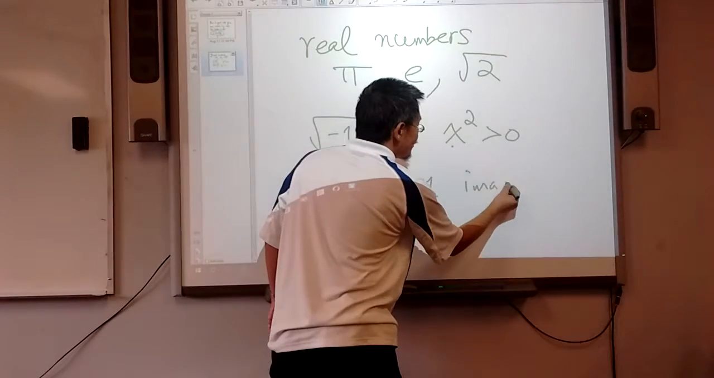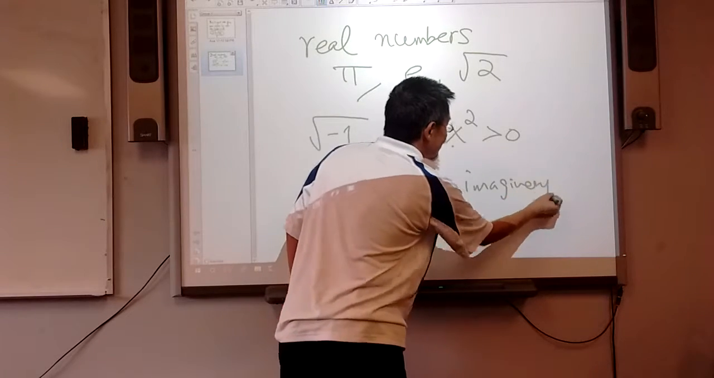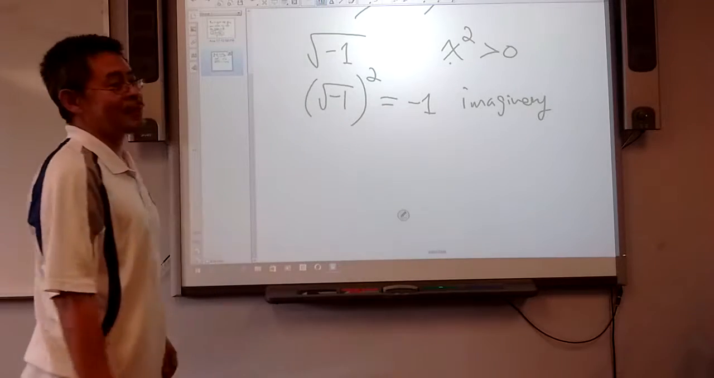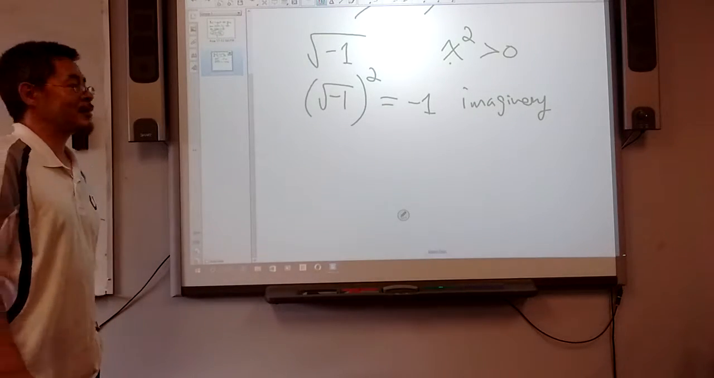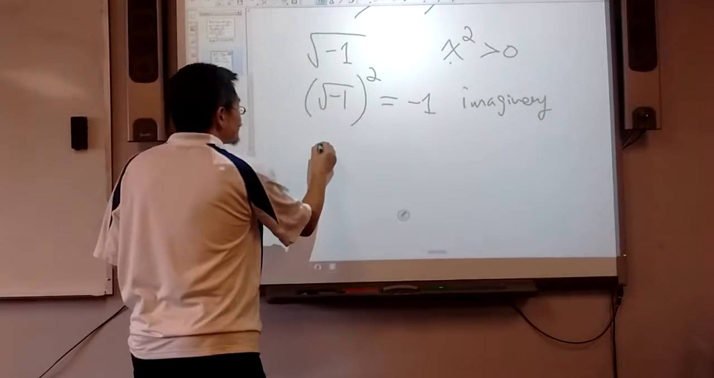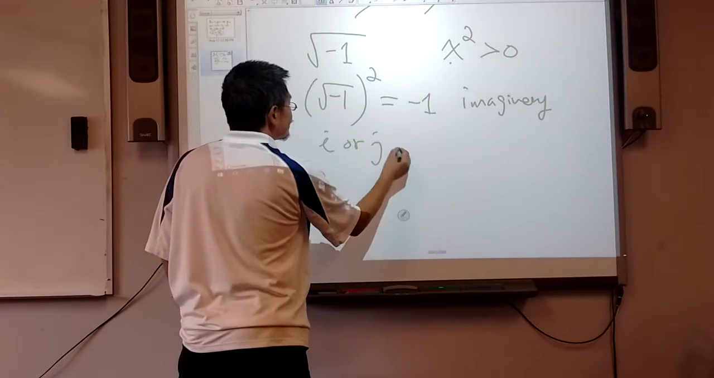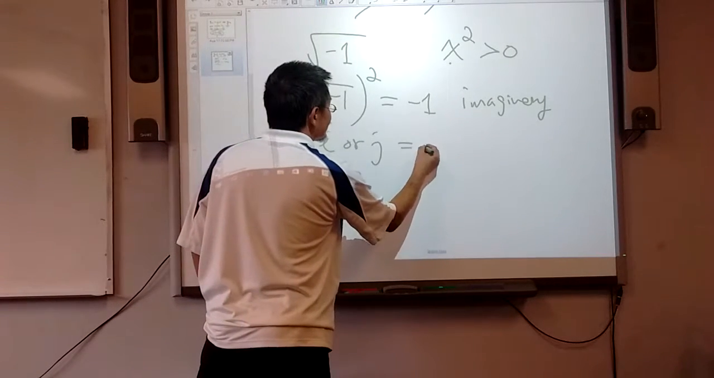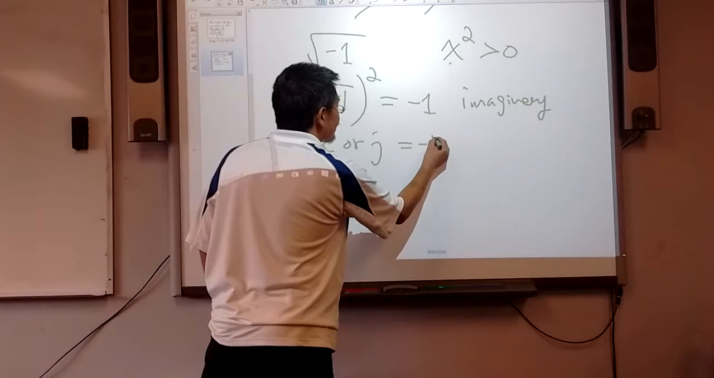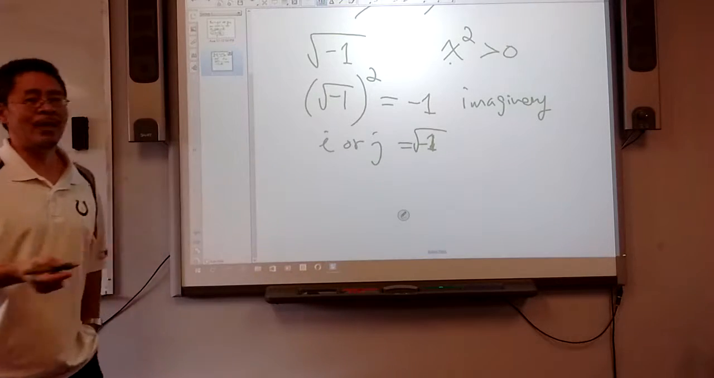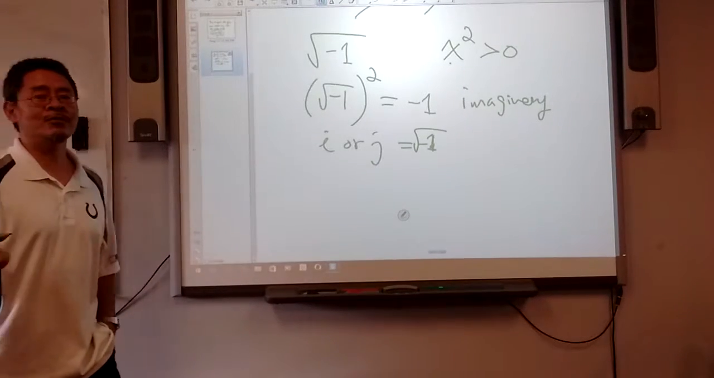The reason they call it imaginary is because people thought there's actually no use for it. It's just a number, kind of just a math game. Okay, so we use i or j to write the square root of negative 1. So for a long time, people thought that's the game, there's no use for it.